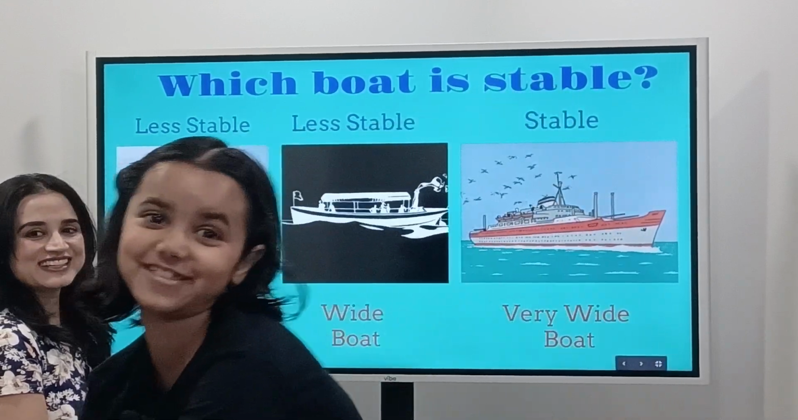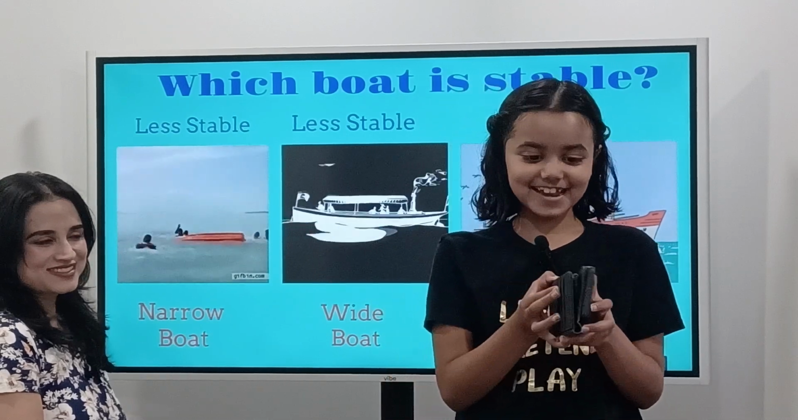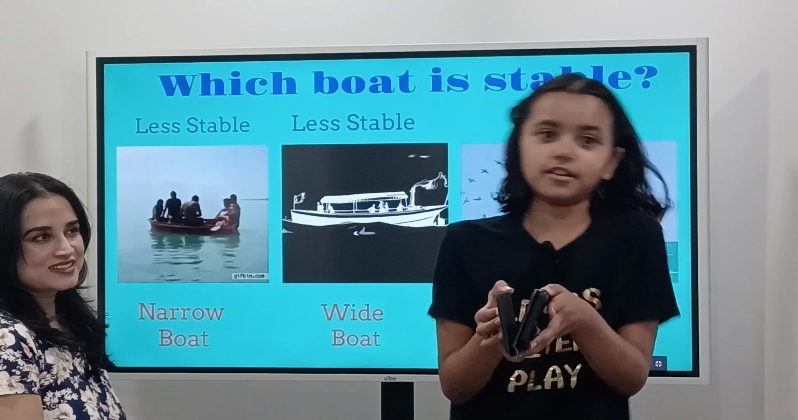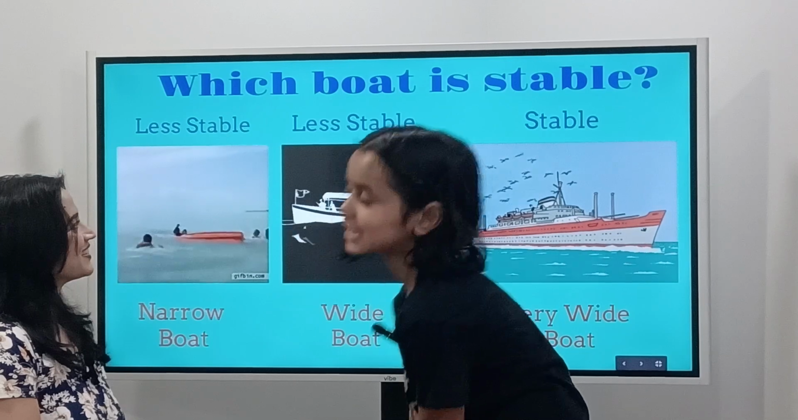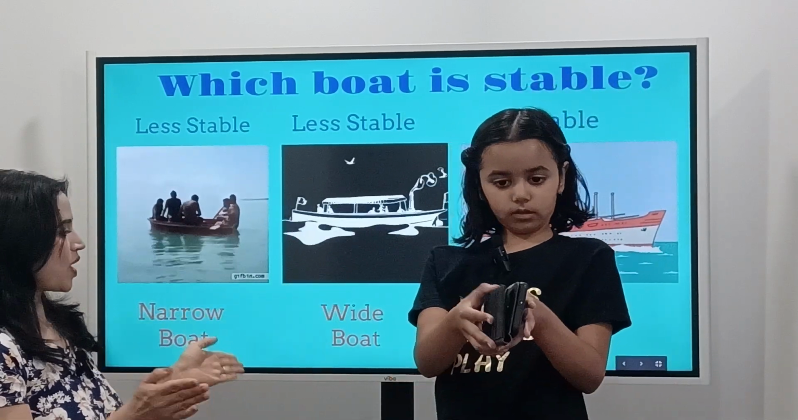Wait, what if we use this? My phone. So pretend this is a narrow boat, and this is the opening, where the people could sit, and then, okay, it sank. That's good. So the second one is a wide boat.